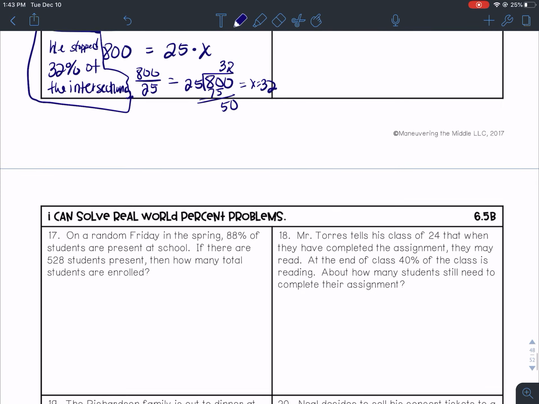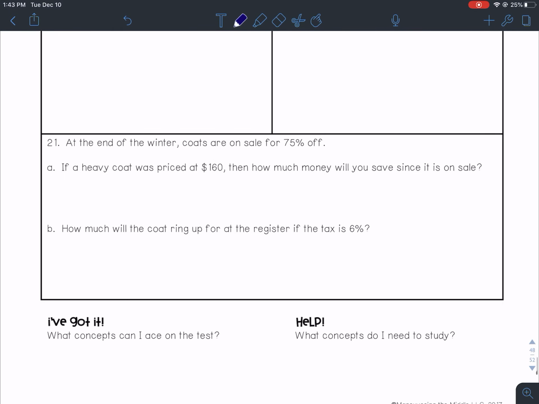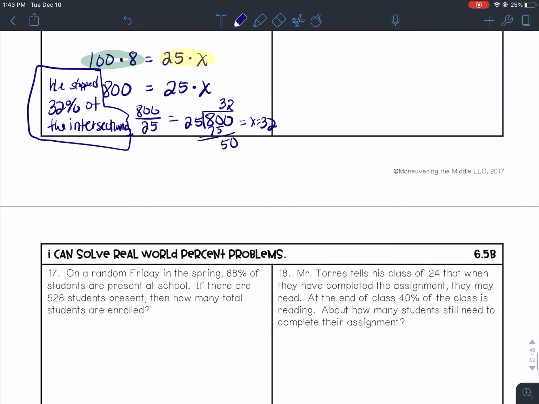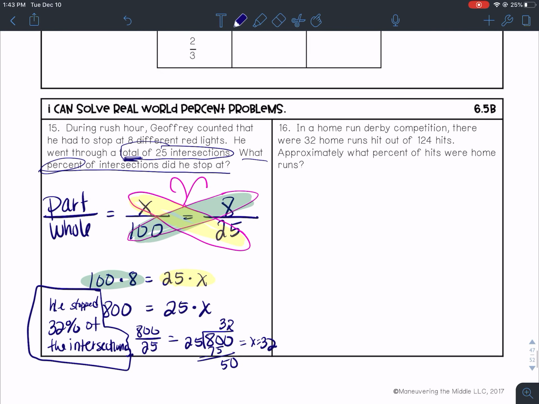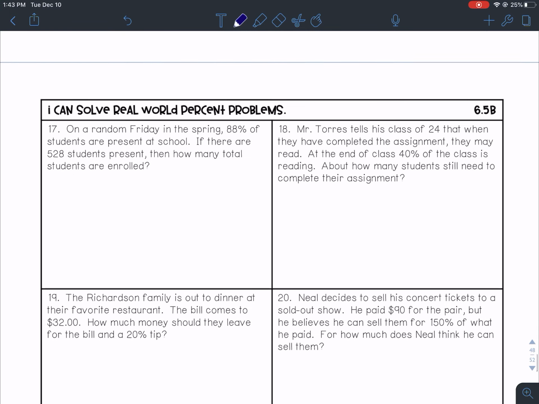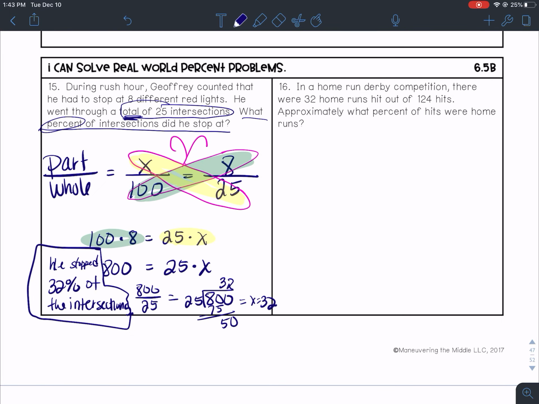You still have 16, 17, 18, 19, 20, and 21. I will see if maybe I can upload a video of those later on. But as of right now, this is, I guess, part 1. So questions 1 through 15 are already done. Go ahead and work on 16, 17, 18, and 19. Follow the patterns. For all of them, you already know you're going to set up part to whole. And you guys did really awesome today in class from setting it up.